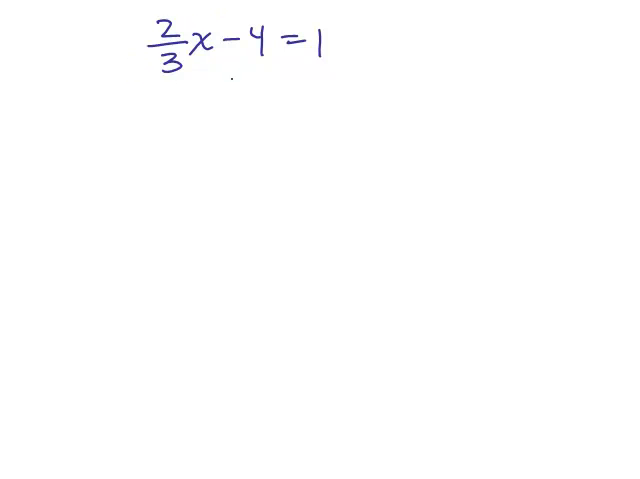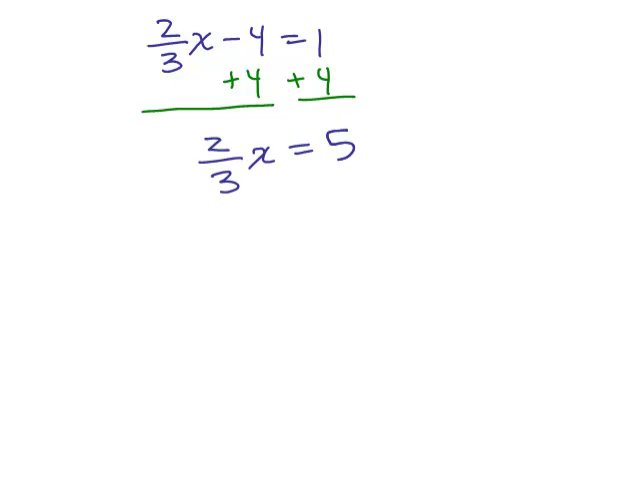So we could do that by adding the opposite here. If you have minus 4, that means I'm going to add 4 to both sides. So then I've isolated this x, and I have 2/3 x equals 1 plus 4, which is 5. And now at this point, you can multiply by the reciprocal to isolate the x completely and get just what 1x equals.